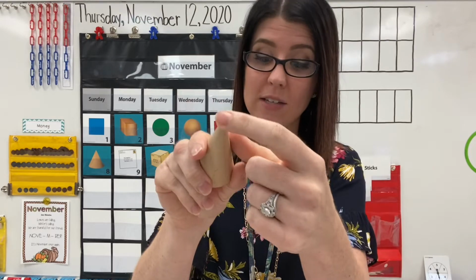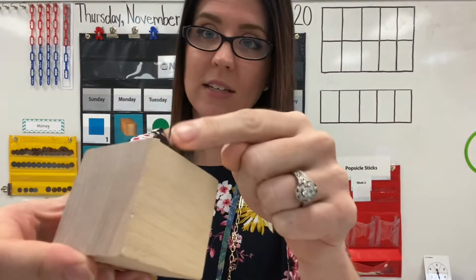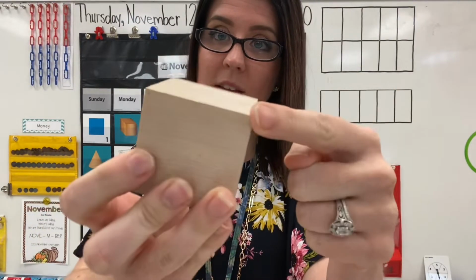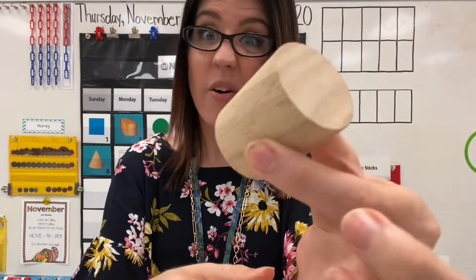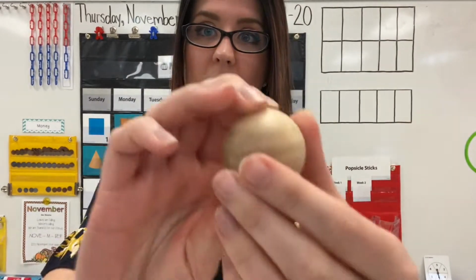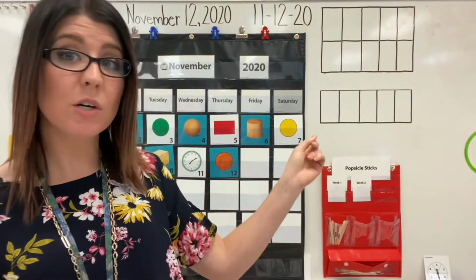Okay? See how it's got a point? Vertices. See how this one has points? Those are called vertices. Do you see any points on this one? No, cylinders don't have any vertices. What about on the sphere? Do you see any points? Nope, no points.